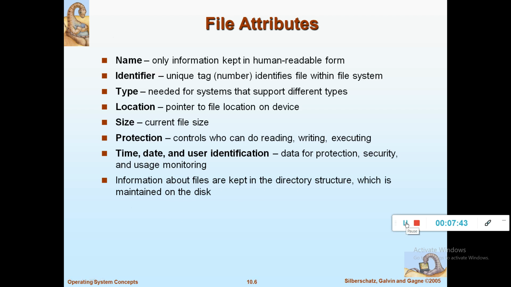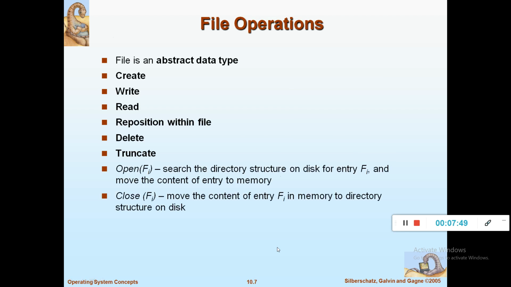So after knowing the file attributes and where they are kept, we'll go to the next topic, that is operations on the file. What are the different operations we are going to apply on the file? As we have defined, a file is an abstract data type. So these are the different operations we can apply on the file: create, write, read, reposition within a file. We can delete the file, and we can truncate it. Along with all these operations, two more operations we are going to carry out: open and close.